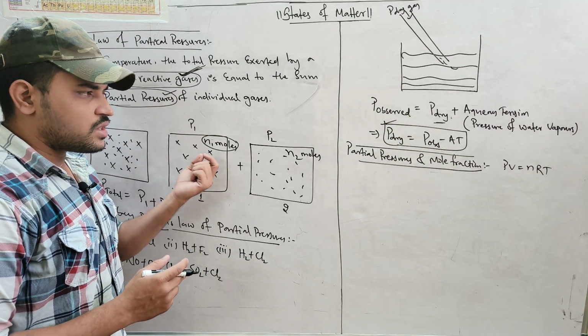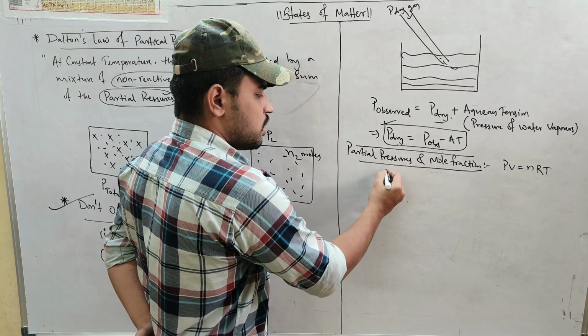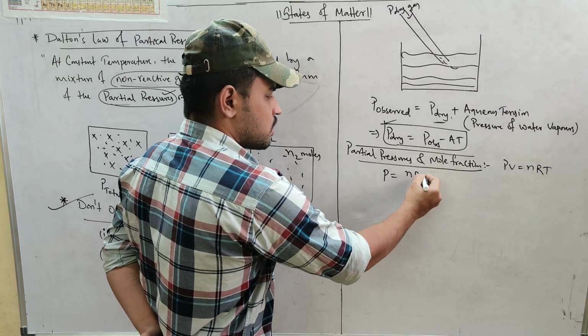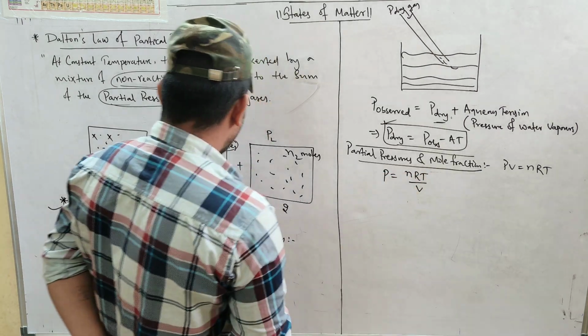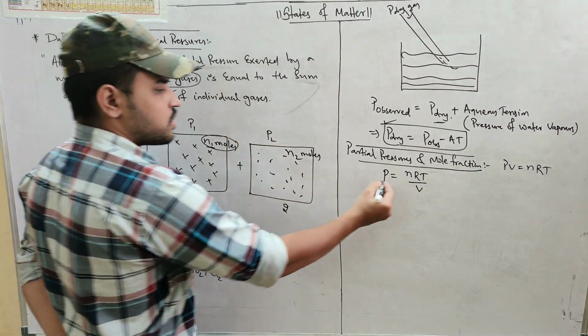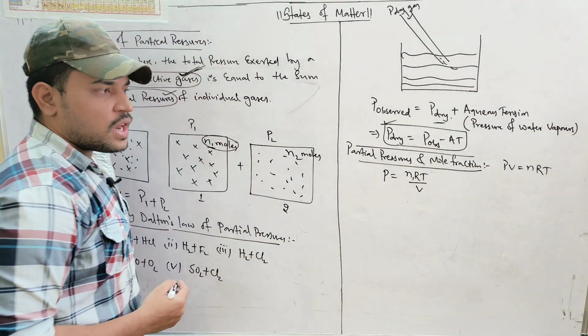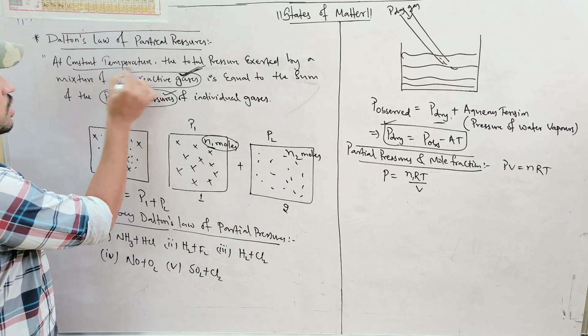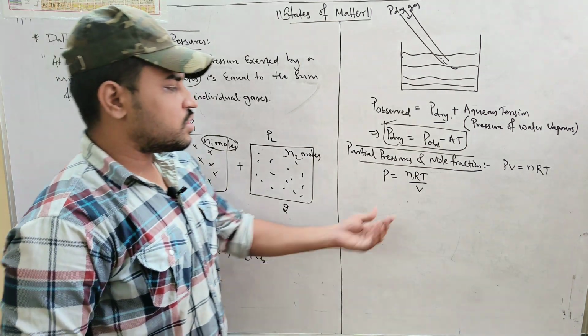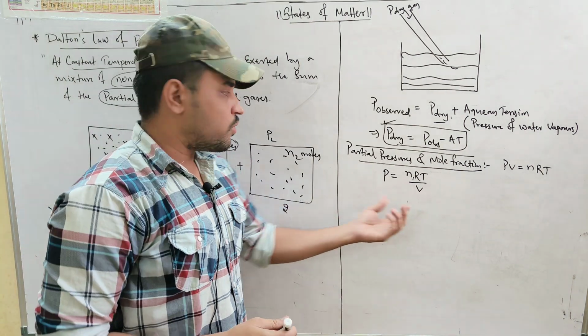This gas 1 exerts some pressure. So P is equal to nRT by V. How many moles are there? Let's take N1 moles present. And the temperature, as we are seeing here, we have to keep constant, as well as the volume constant for all of them.